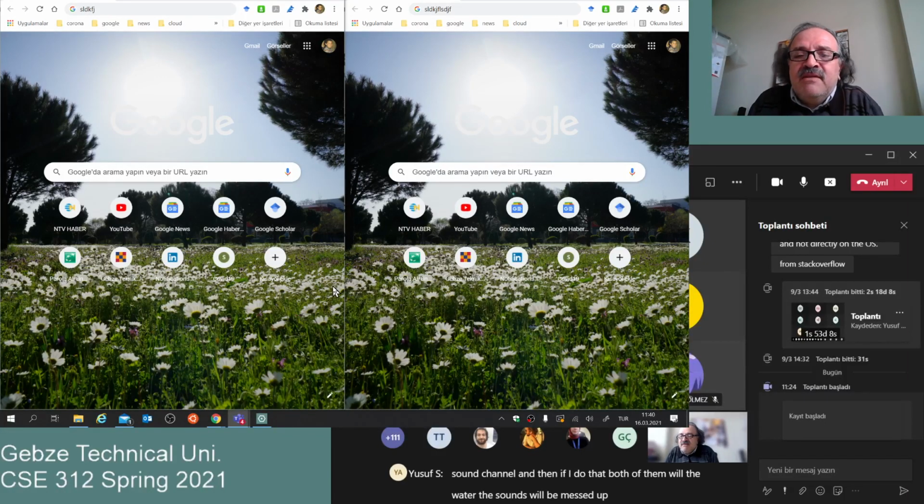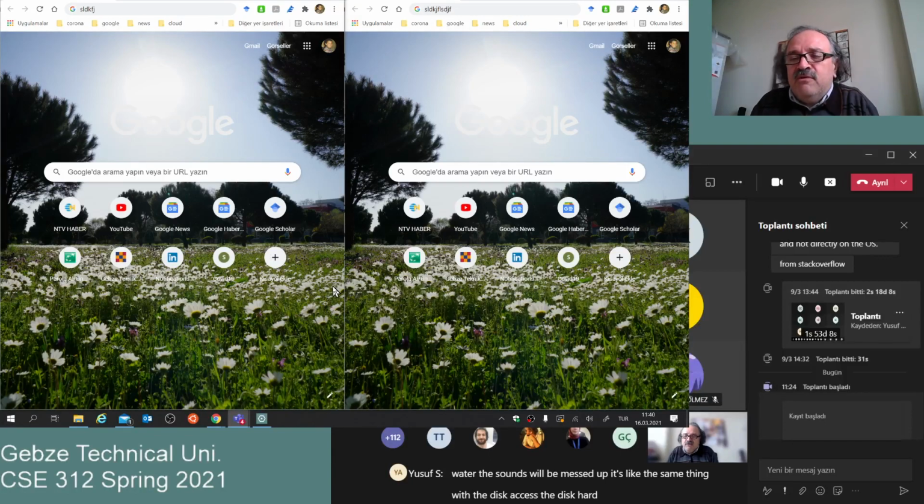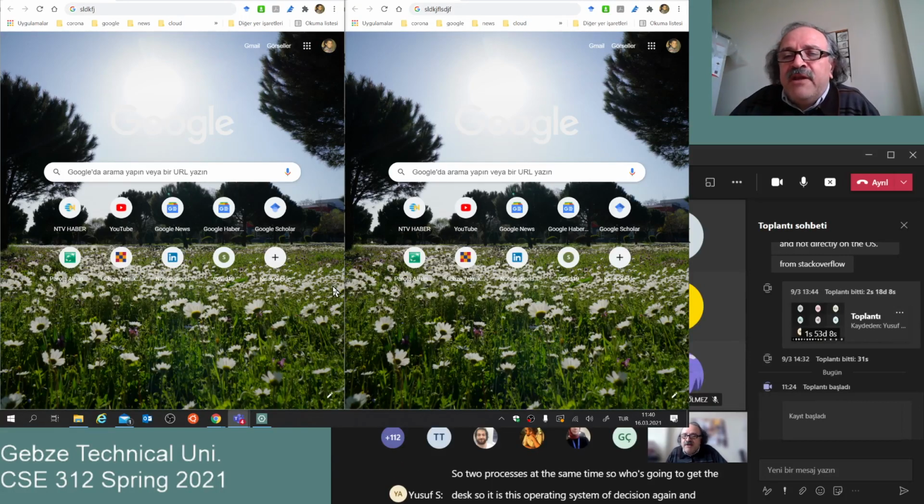It's like the same thing with disk access. The hard drive is a mechanical thing. I can read only one thing at a time. I cannot read two things, so I cannot serve two processes at the same time. So who's going to get the disk? It is the operating system's decision again. And we are going to spend maybe half an hour to look at the algorithms to make these arrangements.